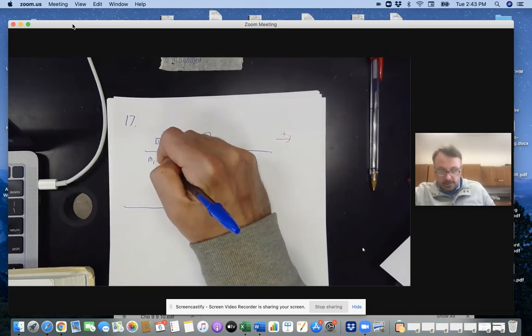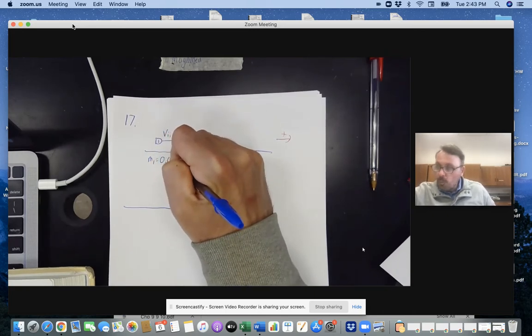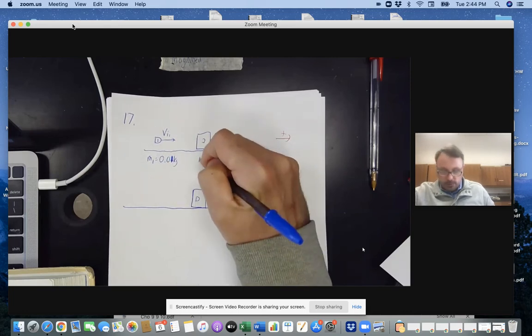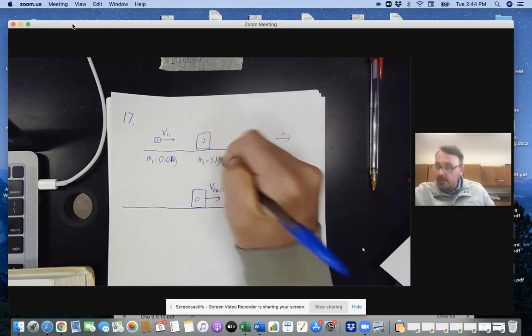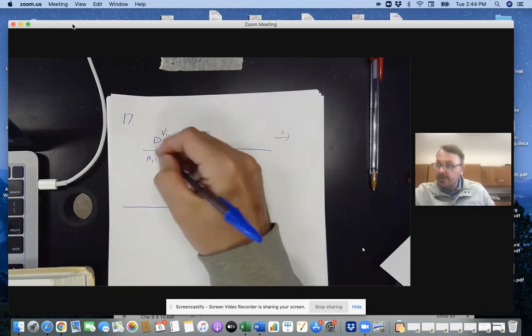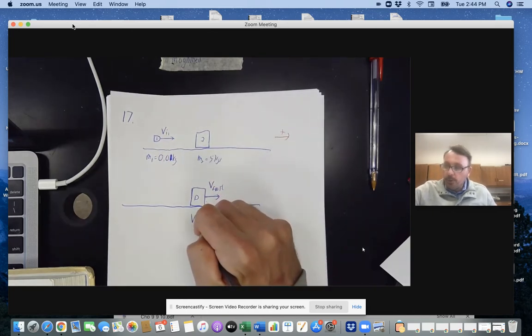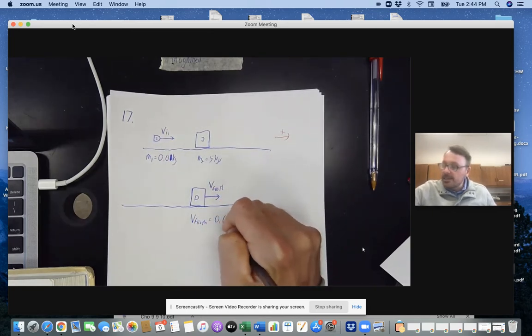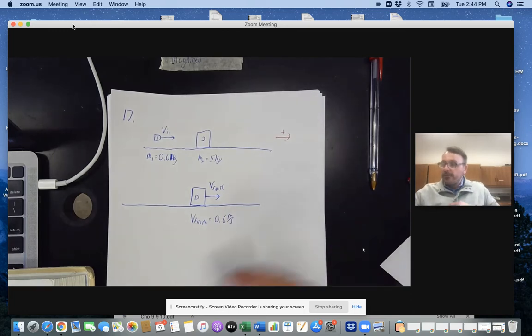M1 is 0.01 kilogram. M2 is 5 kilograms. I don't know VI1, I'm looking for this. I know VF of both things finally is 0.6 meters per second. So here, is linear momentum conserved?